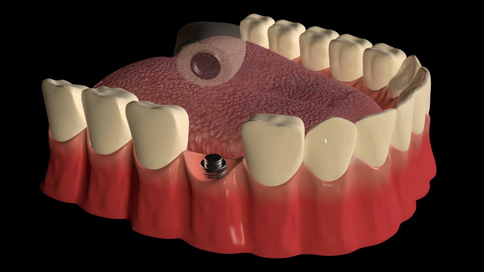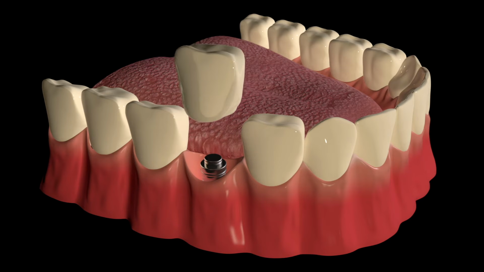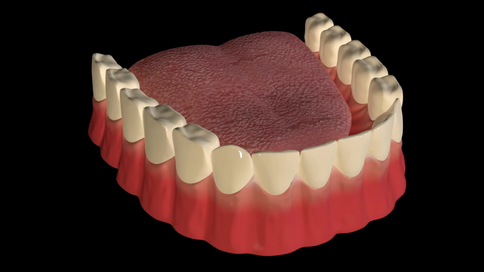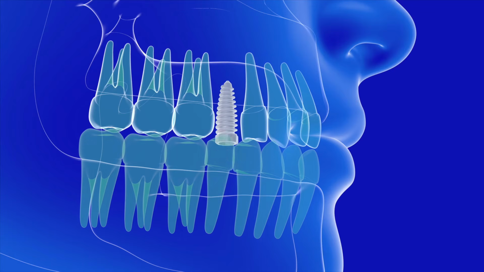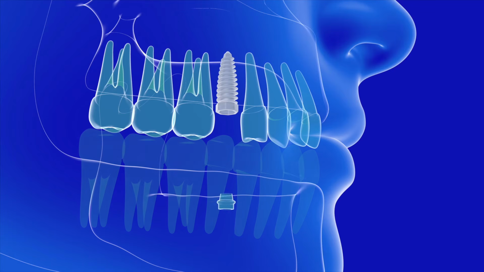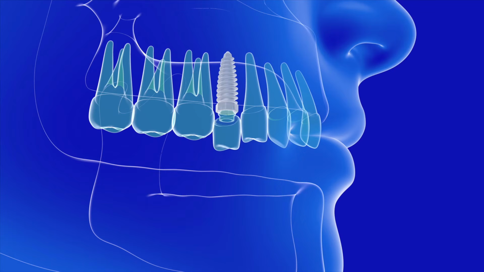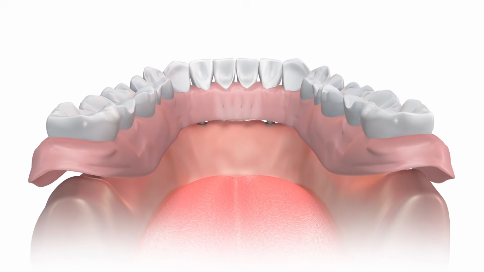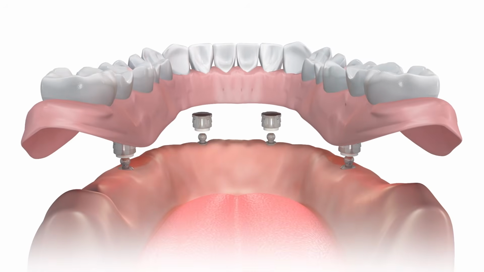Healing and osseointegration. A healing cap or cover screw is placed over the implant to protect it. During the healing phase, the gum tissue is sutured around the cap. Over the next 3 to 6 months, the process of osseointegration occurs. Bone cells grow and fuse directly to the implant surface, creating a strong and permanent foundation.